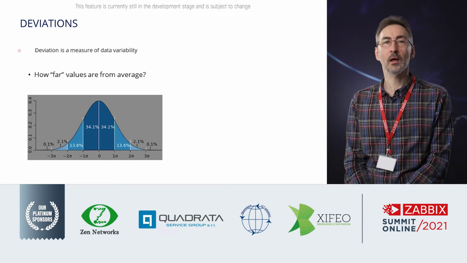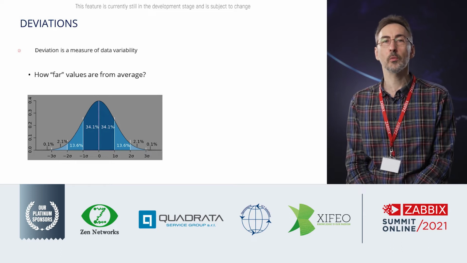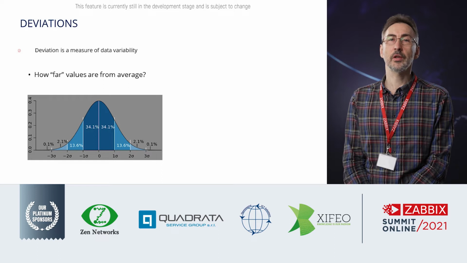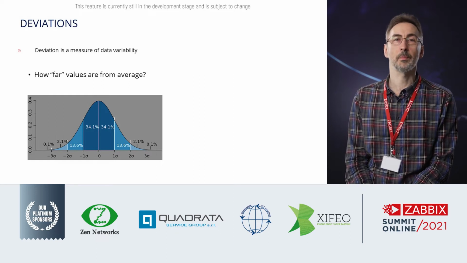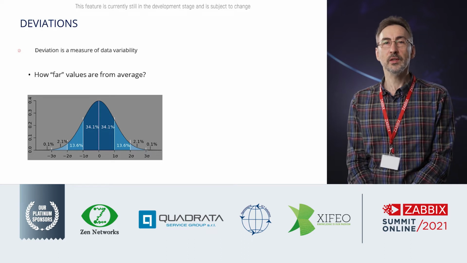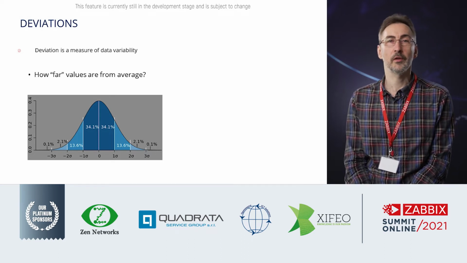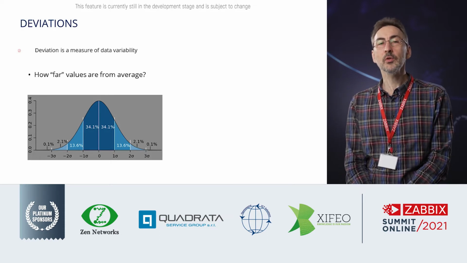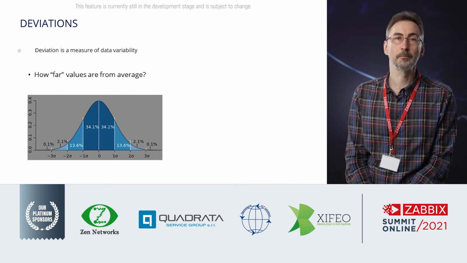Many probably are familiar with this picture. It shows a so-called normal distribution, and it's very common in statistics. The horizontal axis is a number of deviations and the vertical is a percentage. We see that statistically the vast majority of values are less than 2 to 3 deviations away from the mean. We can use this observation to detect anomalous values.